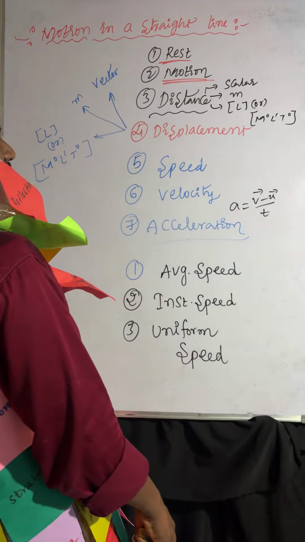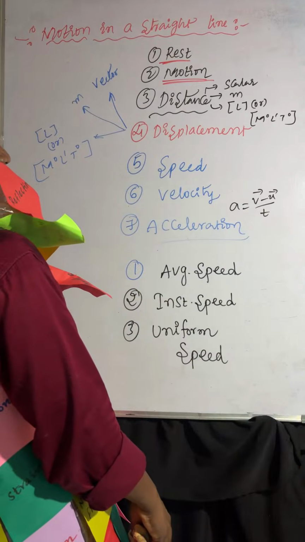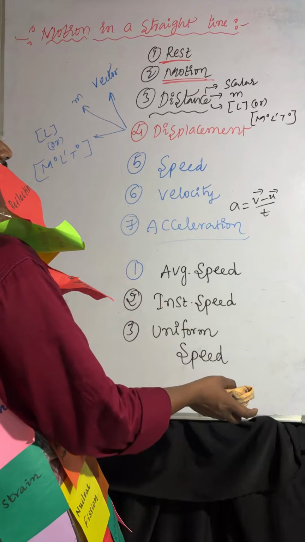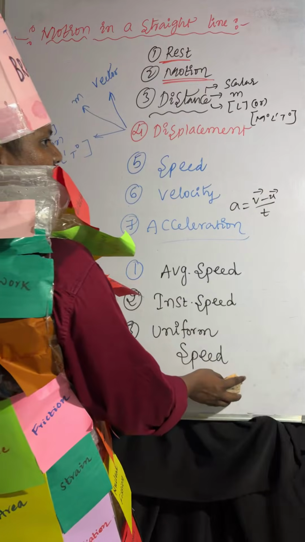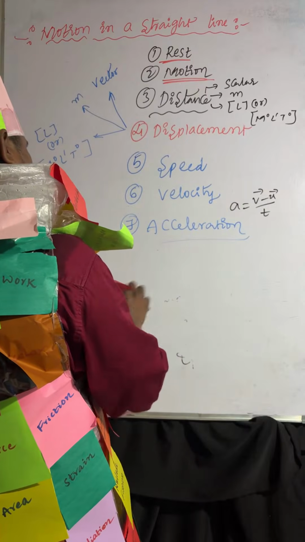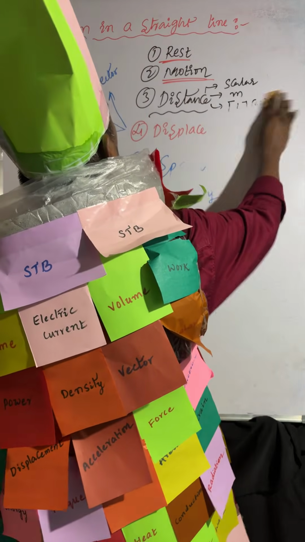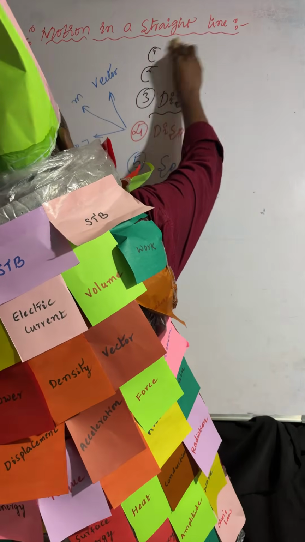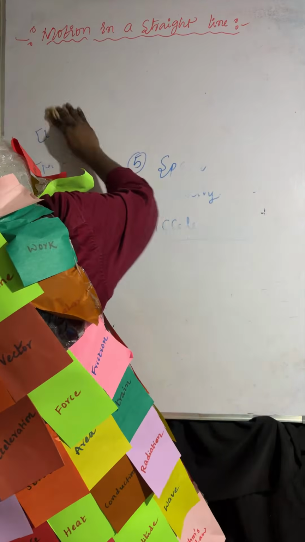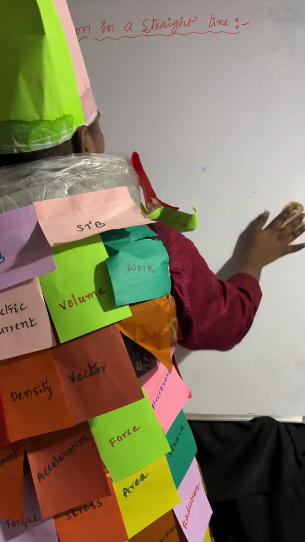So that is about average speed, instantaneous speed, uniform speed. Average velocity, instantaneous velocity, uniform velocity. Average acceleration, instantaneous acceleration, uniform acceleration. I hope it is very clear. Understood or not? Next we'll discuss equations of motion by calculus method. So let's start.